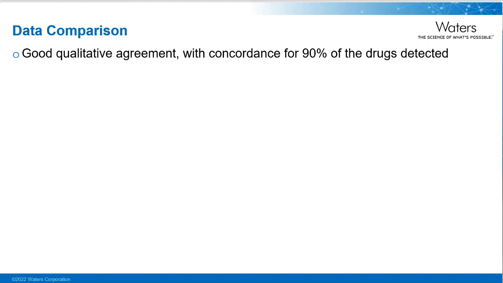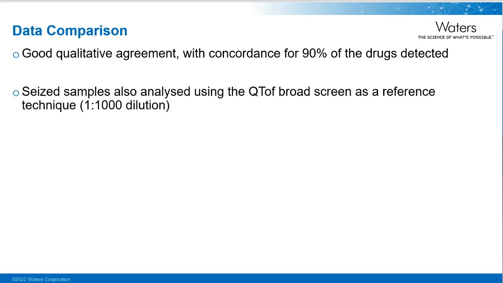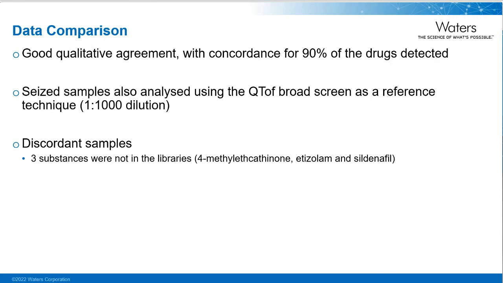In addition to the analysis performed using the two systems discussed, the 66 case samples were also analysed by an independent QTOF broad screen as an established reference technique. A comparison of the data between the RADIAN-ASAP and the ACQUITY RDa detector highlighted some differences. In 3 instances, discordant samples were due to the variation in library content. Identifications were not possible as the substances were initially missing from either the RADIAN-ASAP library or the ACQUITY RDa list.